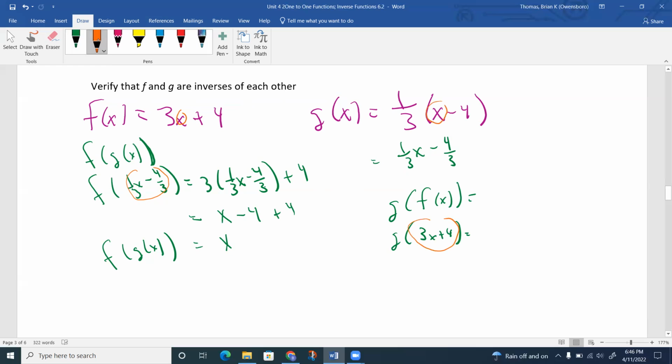And I'm going to use this version of it because it looks like that one's actually easier to work with. It doesn't matter which one you use. I just prefer to use this one here. I could have also used this x here if I wanted to.